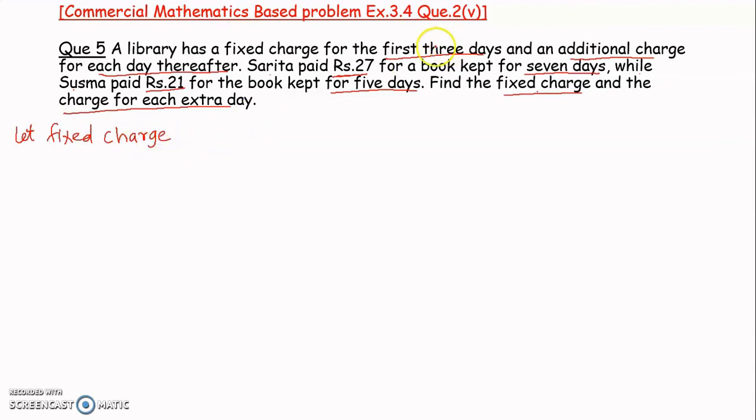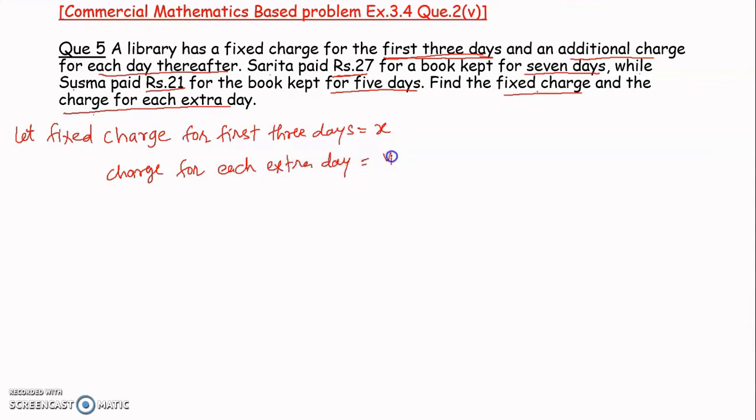The fixed charge is for the first 3 days, right? Fixed charge for the first 3 days is X rupees, and another is the charge for each extra day. Charge for each extra day is rupees Y. Now see the first condition.